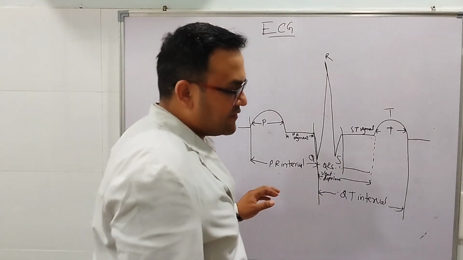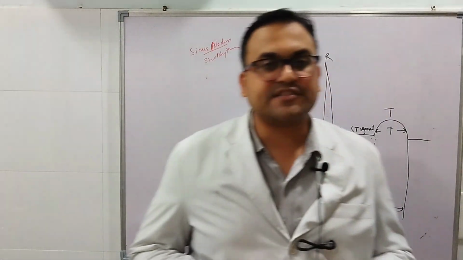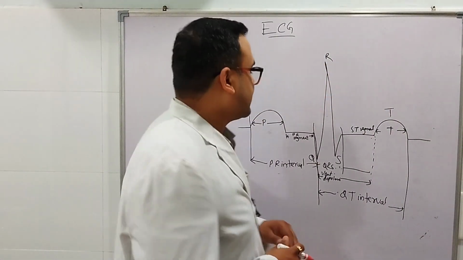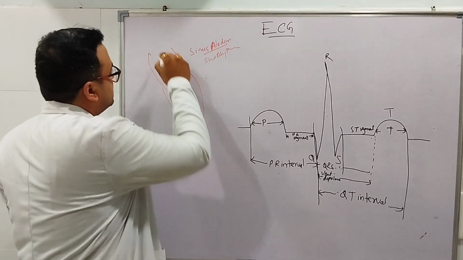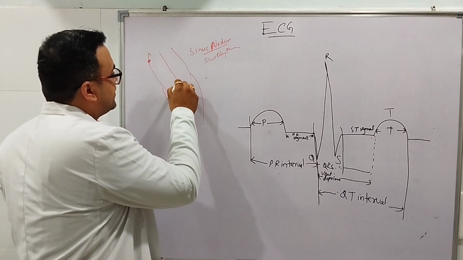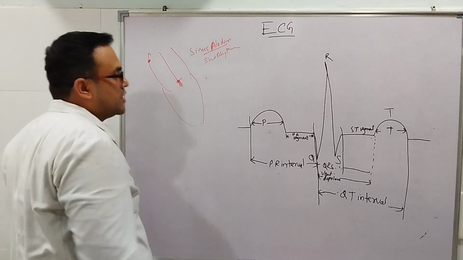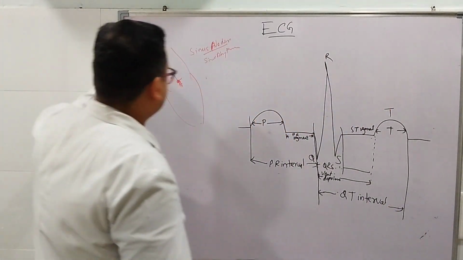What happens if the sinus node stops firing? If it is diseased and it stops firing, then if the SA node stops firing, the AV node will take up its role and it will fire.